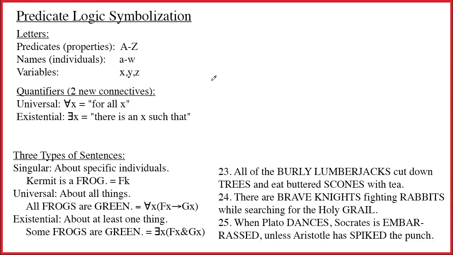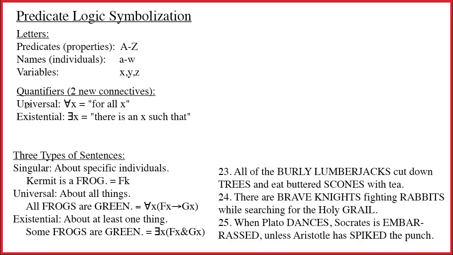In this video, we're going to symbolize 10 sentences that illustrate the basics of symbolization in the system of predicate logic. Off to the side here, we've got the fundamental elements. We've got the predicates, which are best thought of as properties. They're represented by all the capital letters A through Z. We have the names, lowercase letters a through w. They pick out individuals in the world. And then we've got the variables x, y, and z.